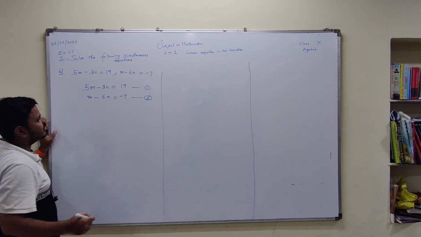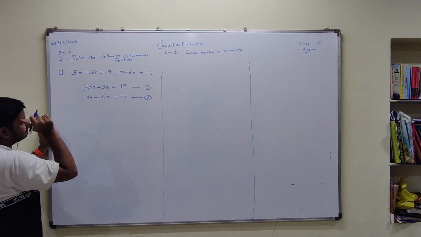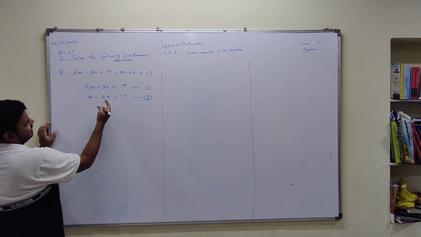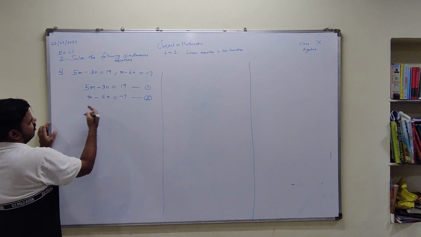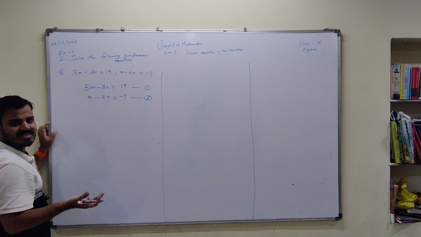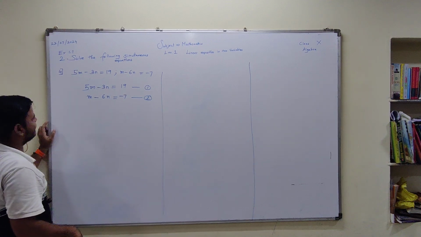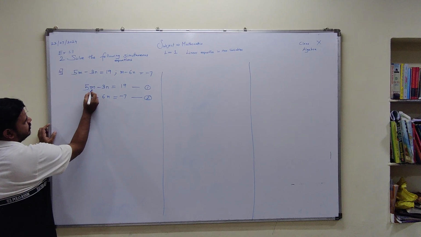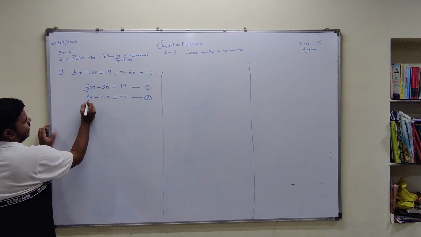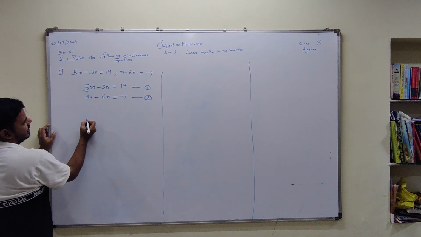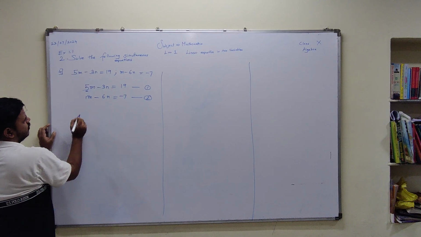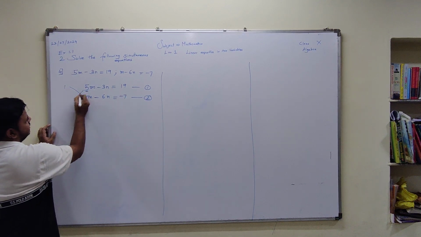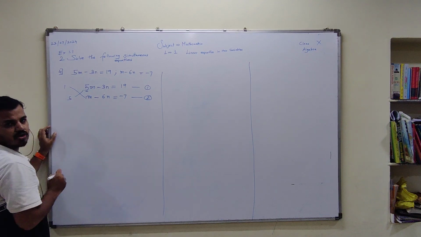So what we have to do here, look carefully. We can cancel out either m or n. Whatever is easy for you, you have to solve that. Look at the coefficient of m. It is 5 here, and here nothing is there, means 1 is there. So what we will do, just cross multiply. We will multiply this by 1 and this by 5. Got it?